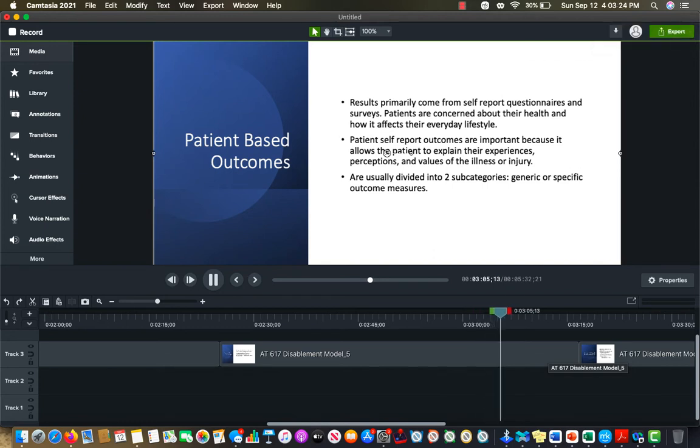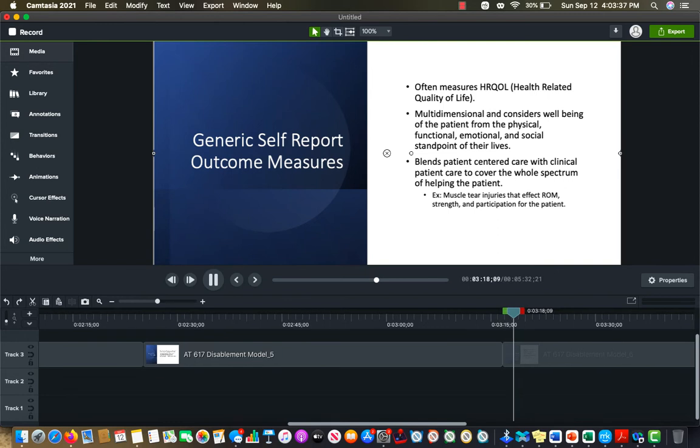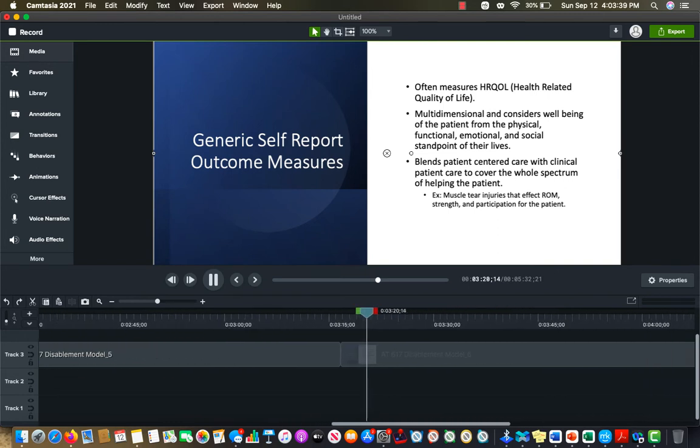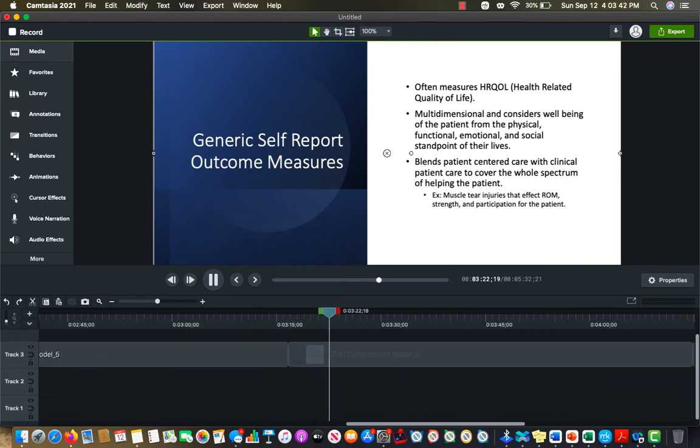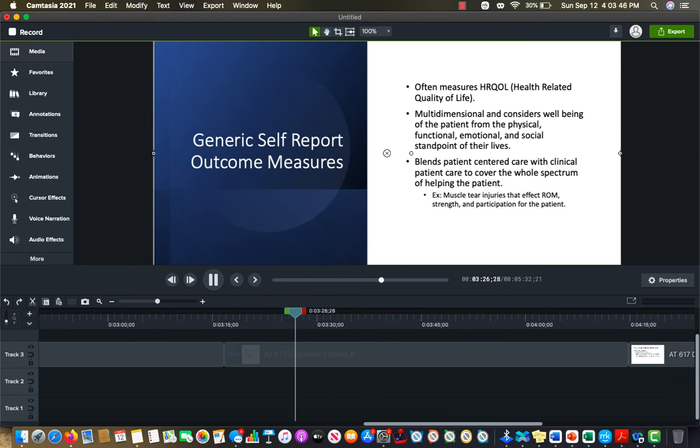Patient-based outcomes are primarily divided into two subcategories: generic or specific outcome measures. And back to the patient self-reports, it's just important to get their feedback on how they are feeling. Generic self-report outcome measures often measure the HRQOL, which stands for health-related quality of life. It is a multidimensional system and considers the well-being of the patient from the physical, functional, emotional, and social standpoint of their lives.